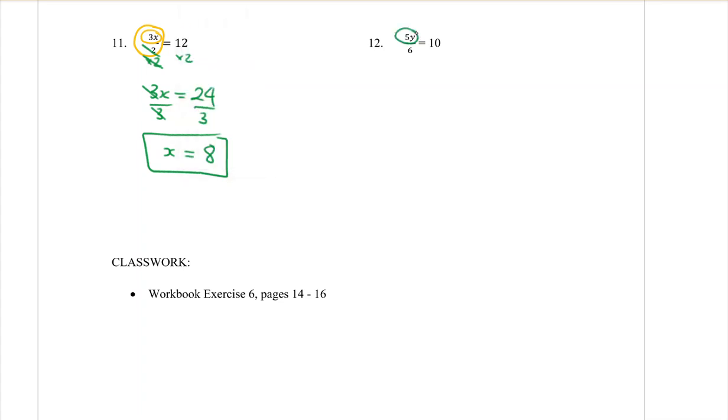Question 12, we've got 5y together, and that's divided by 6. So the opposite is to times 6. 5y equals 6 times 10 is 60. I don't know, I just changed colour. I like to change colours. Then I'm going to divide by 5. I like to do my working out and my answers in different colours. So 60 divided by 5 is 12.